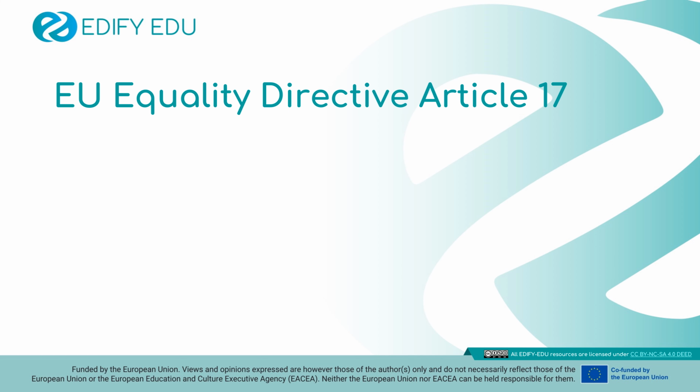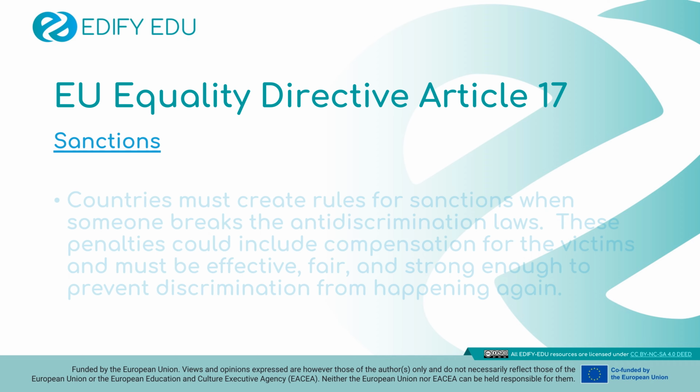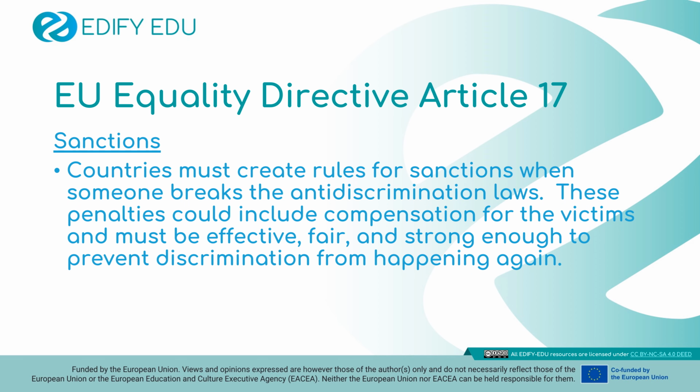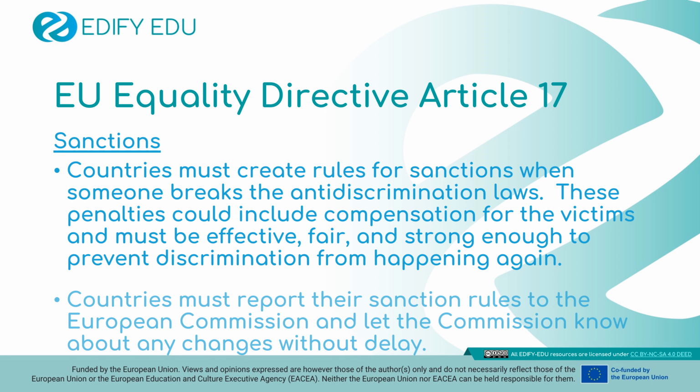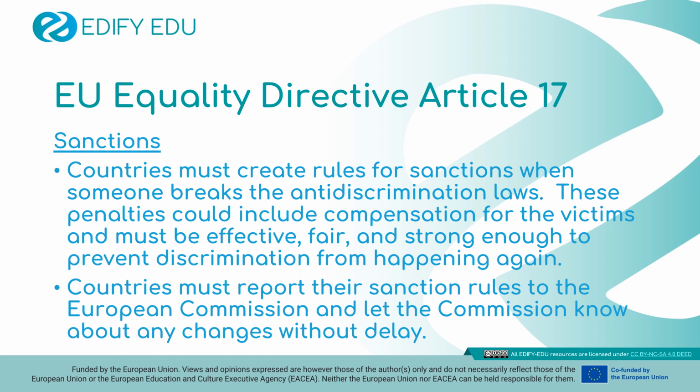EU Equality Directive Article 17. Sanctions. Countries must create rules for sanctions when someone breaks the anti-discrimination laws. These penalties could include compensation for the victims and must be effective, fair, and strong enough to prevent discrimination from happening again. Countries must report their sanction rules to the European Commission and let the Commission know about any changes without delay.